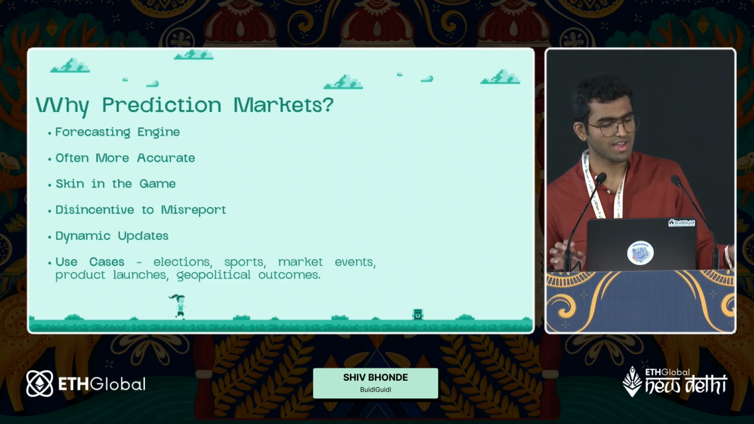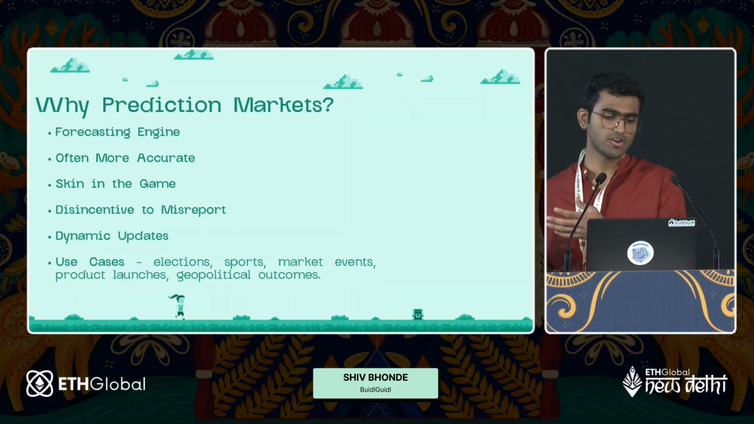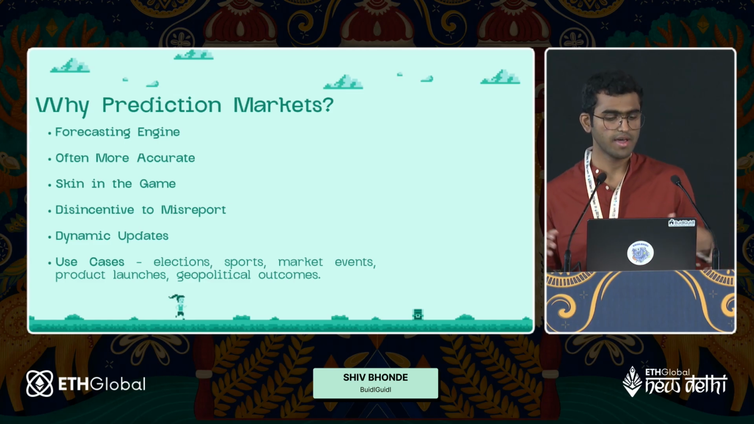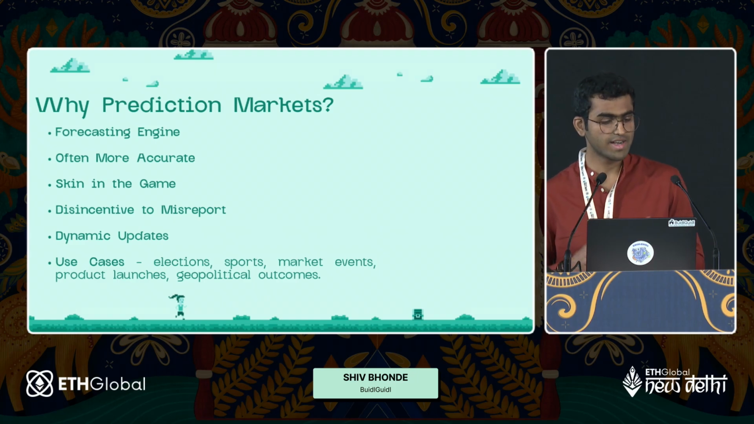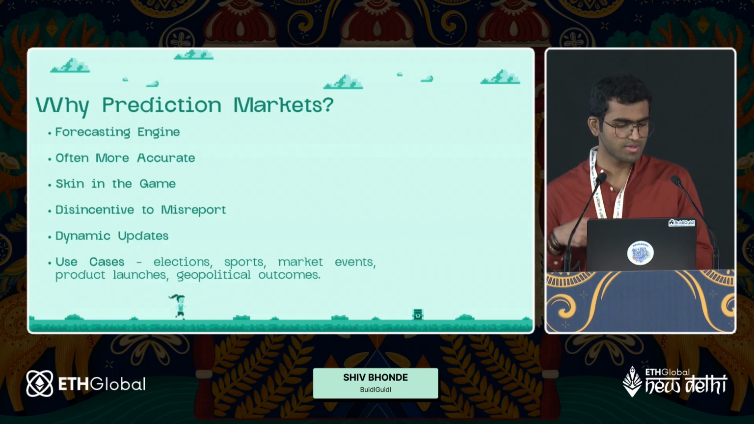So why prediction markets? I think it's the best kind of forecasting engine, where it aggregates the beliefs of people into probabilities, and it's often more accurate than experts, polls or pundits. It has skin in the game, so traders are incentivized to make a profit, so they have to make good decisions, like selecting the good outcomes and also trading.